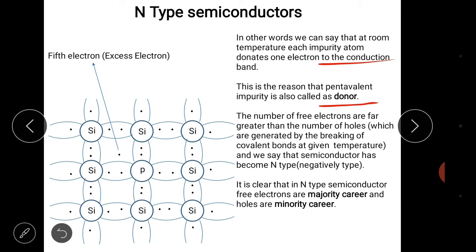The number of free electrons is far greater than the number of holes which are generated by the breaking of covalent bonds at a given temperature. And now we can say that the semiconductor has become N-type, that is negatively type. It is clear that in N-type semiconductor, free electrons are majority carriers and holes are minority carriers.